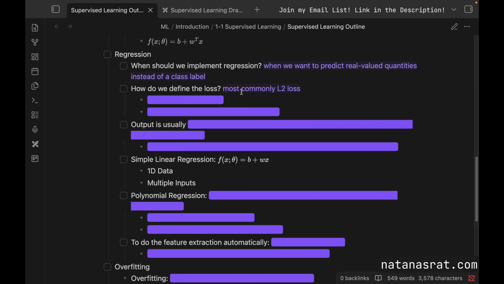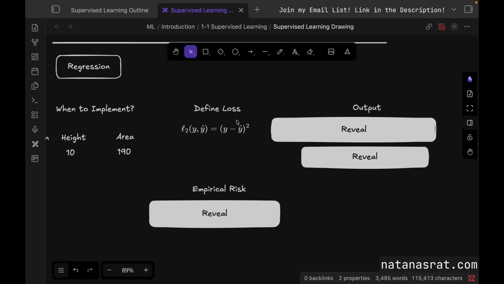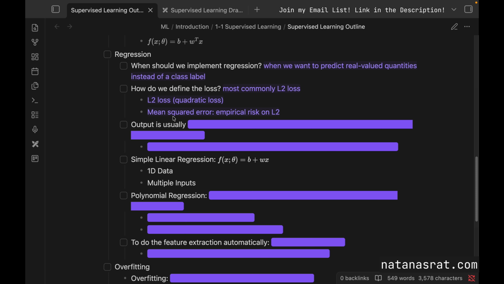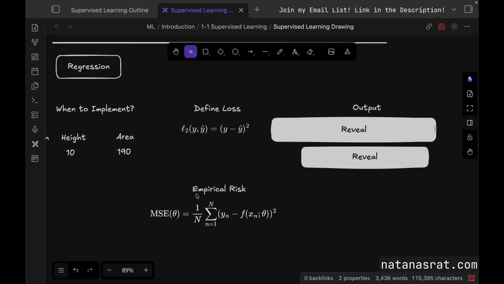How do we define the loss when we are trying to do regression? We most commonly use L2 loss, which is quadratic loss. The equation for this is as follows. We calculate the difference between the prediction of the model and the real value, and then we square it. So in this case, our area is 190. If the model had, let's say, predicted 180, the difference would be 10, and then we would square that to make 100. The mean squared error is basically the average on the training set. So for L2 loss, it's going to be as follows. The MSE is the average of the quadratic loss that we defined.